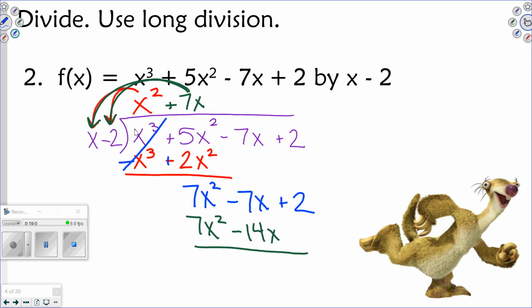Change your sign. So I'm going to change that one, change that one. You're always changing the signs on whatever you just wrote down, the newest thing you put. 7x squared minus 7x squared cancels, as it should. Negative 7x plus 14x. And then I'm going to bring down the plus 2.